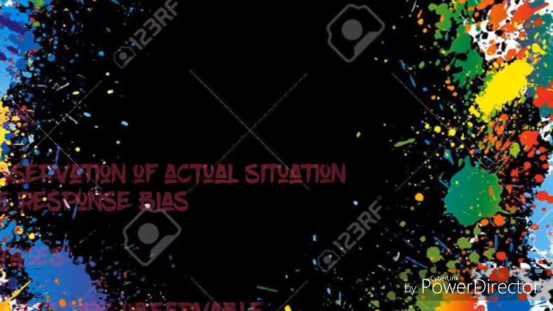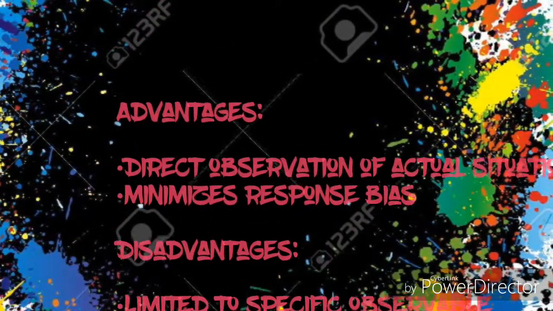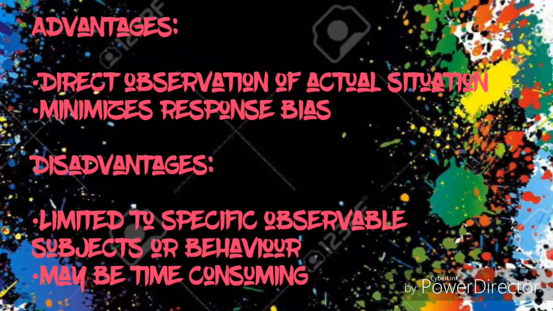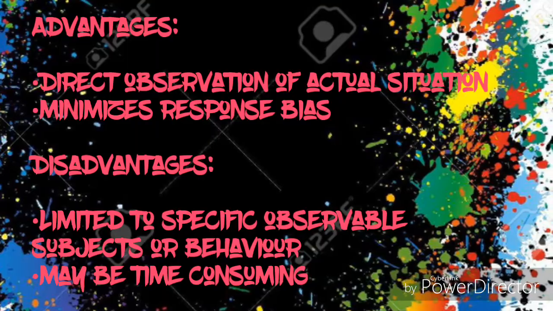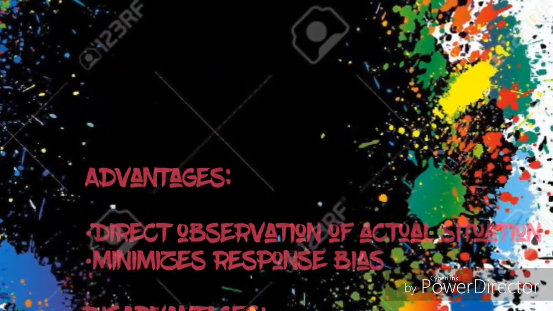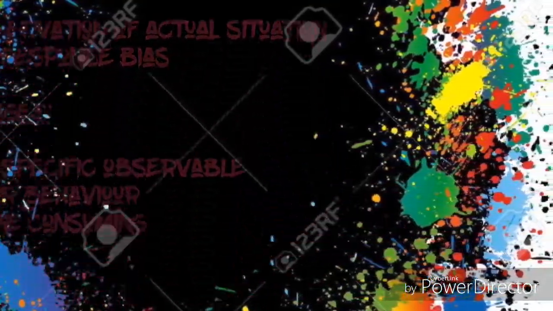The advantage of making observation is that the direct observation of the actual situation minimizes response bias. The disadvantage is that it is limited to specific observable subjects or behavior and may be time-consuming.